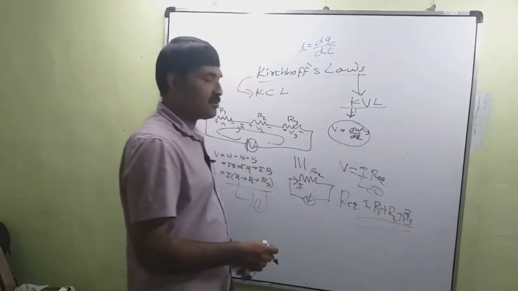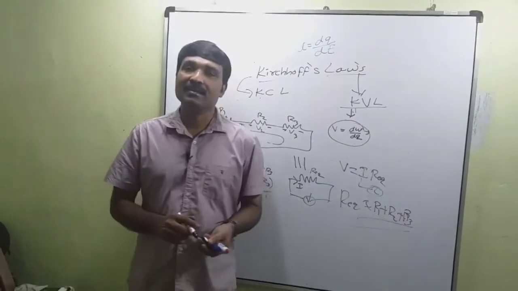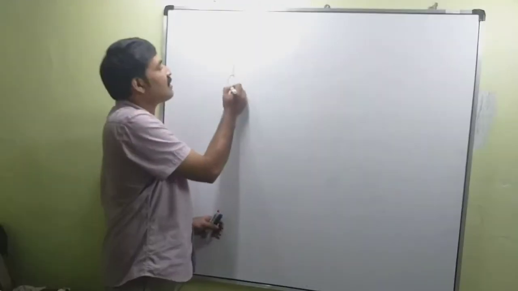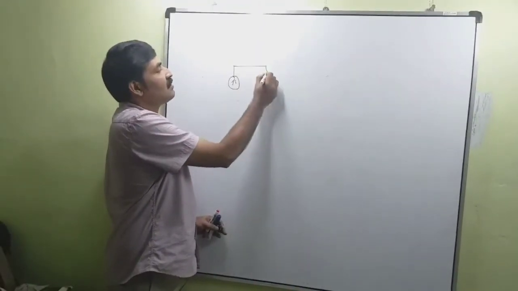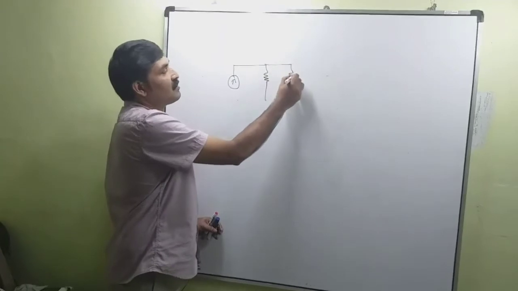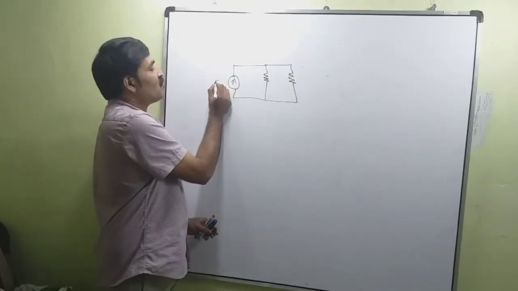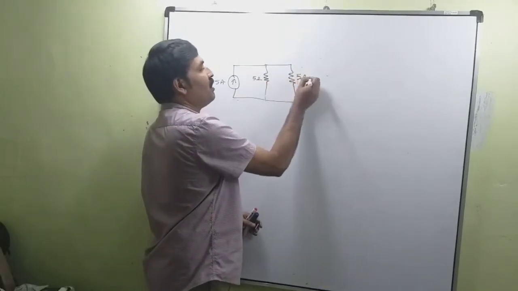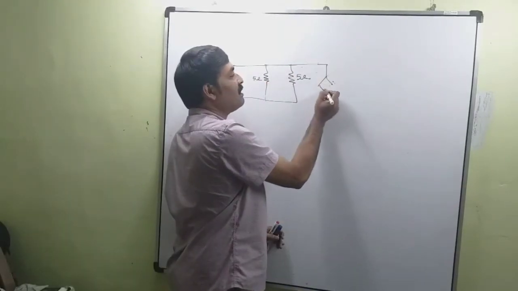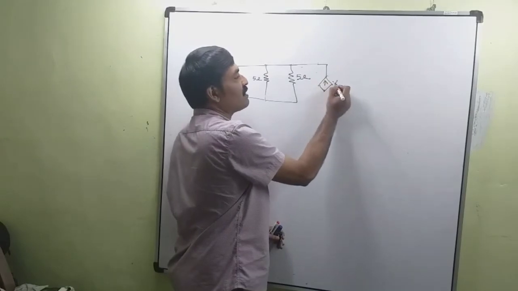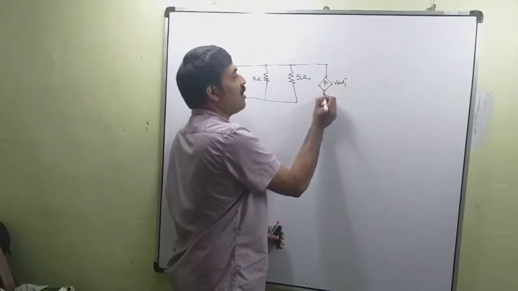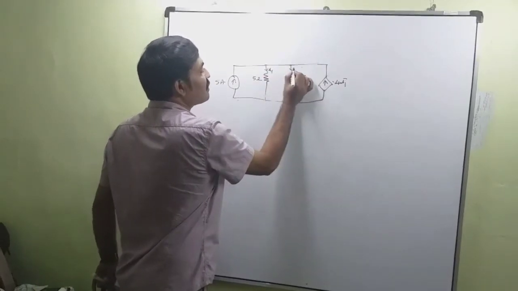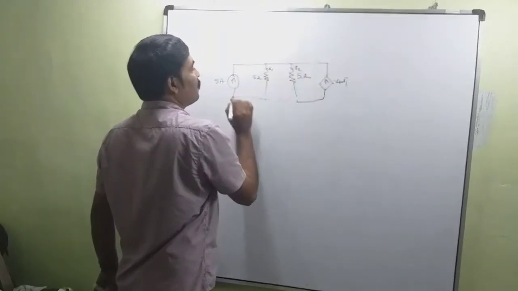Okay. So when resistances are connected in series, the equivalent resistance is equal to R1 plus R2 plus R3. Consider a circuit. Let this be 5 ampere, 5 ohm, 5 ohm, and a dependent current source. The value of current is given as 4 I1. This current is given as I1 and this current is given as I2.